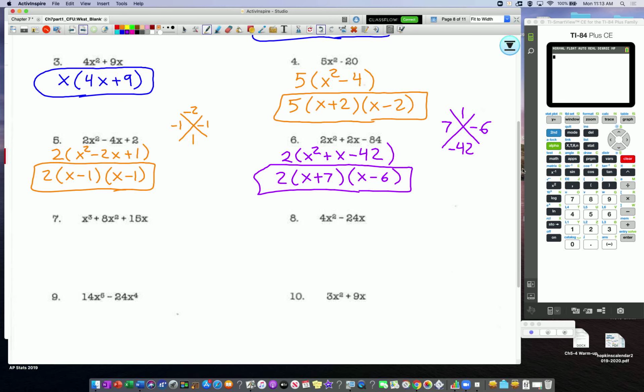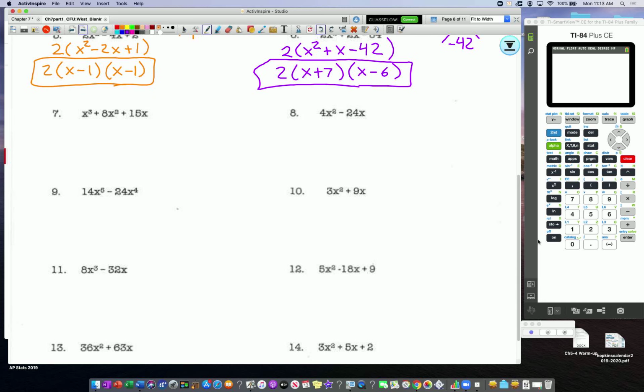All right, 6 down, I think 8 to go. They share an x in common, so I'm left with x squared plus 8x plus 15. Factors of 15 that add up to 8? We've done that before: 5 and 3. So I have x plus 5 times x plus 3.